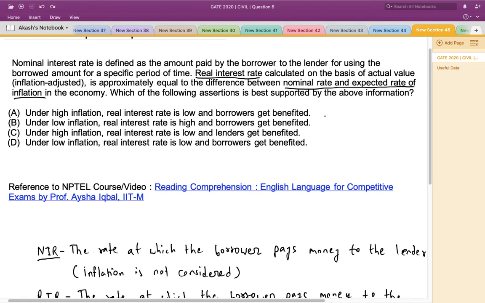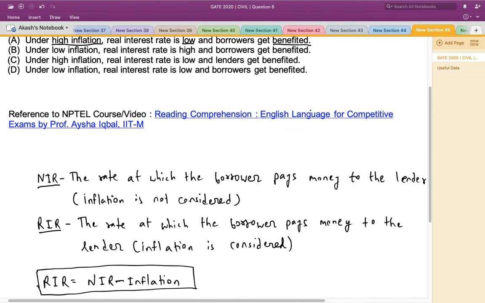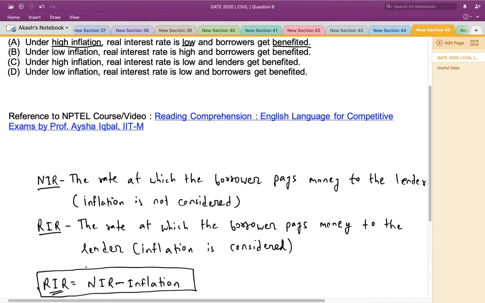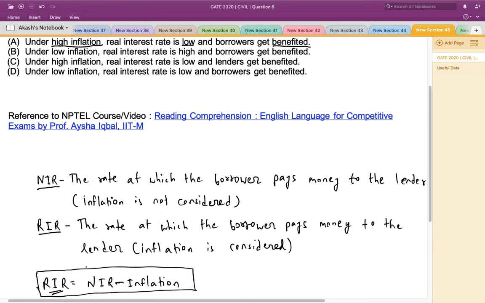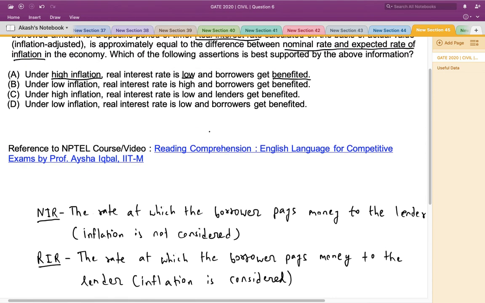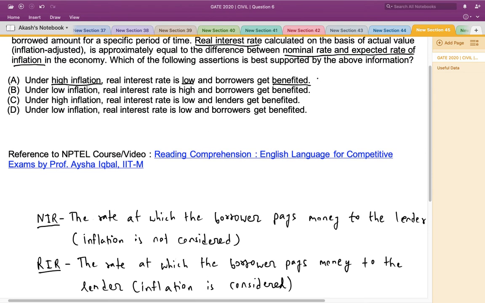In the first option, it is given that under high inflation, the real interest rate is low and the borrowers get benefited. If I look at my formula, I can say that when the inflation is increased, the real interest rate would be decreased, or the real interest rate would be low. And since the real interest rate is low, the rate at which the borrower pays money to the lender would be low, hence the borrower would be benefited. So option A seems to be the true answer. Let's look at the other options as well.